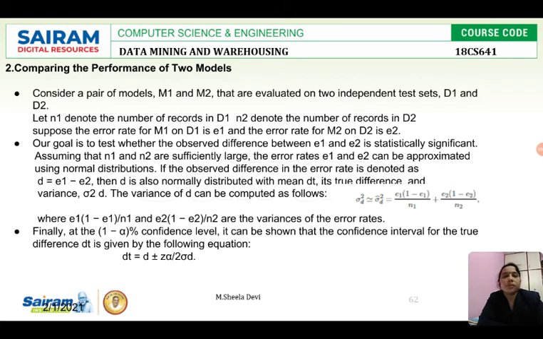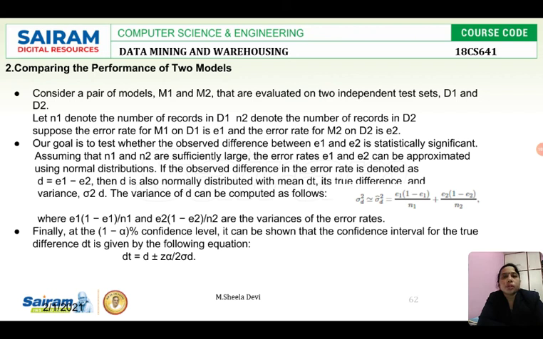So we have been given two classifier models. How can we compare these two models? They can be evaluated on two independent data sets, that is D1 and D2. We have two different data sets called D1 and D2.